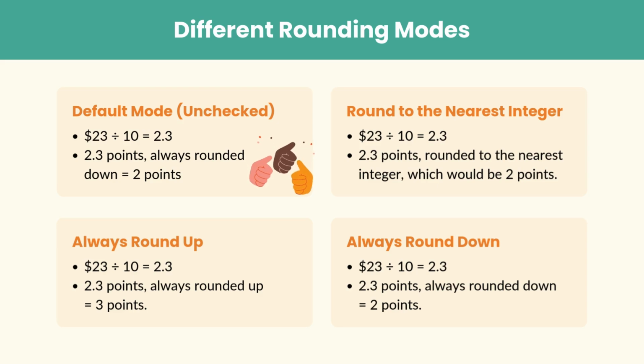The next one is always round up. This method ensures that the result is always rounded up, no matter the decimal value. So for example, 2.3 points will be rounded up to 3 points. And the last one is always round down. In this method, the result is always rounded down to the nearest whole number. So for example, 2.3 points will be rounded down to 2 points.